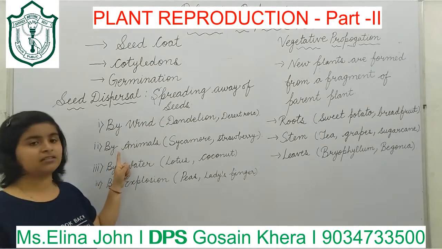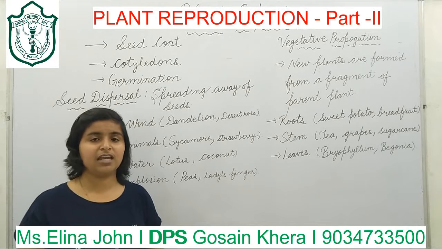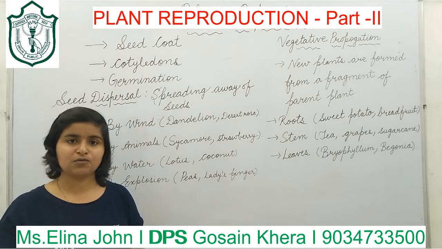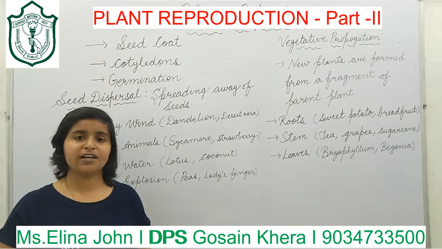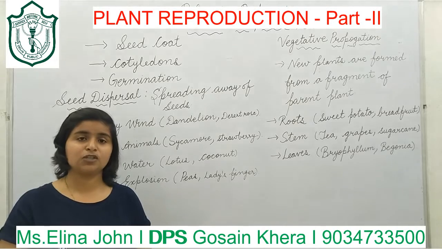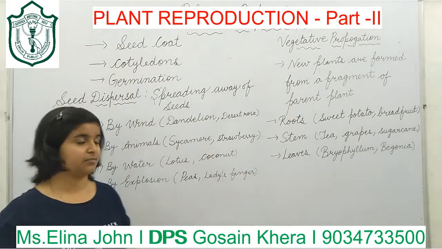Next is dispersal by animals. Usually animals eat attractive fruits like strawberries, guavas, sycamore. So the seeds of these fruits get stuck to their skin or to their fur, or even come out through their droppings. And when they get proper amount of sunlight, air and water, they start germinating.